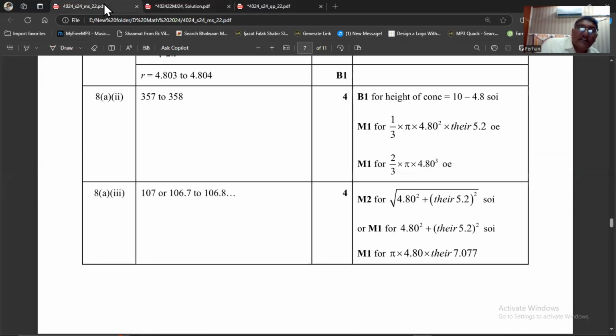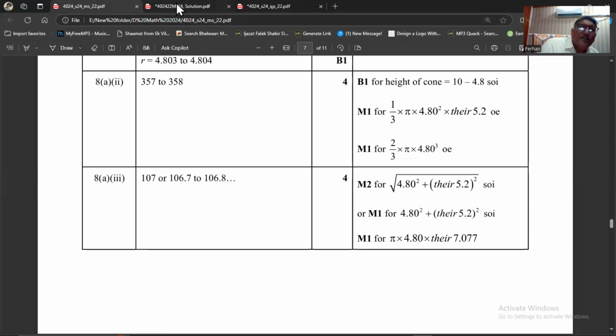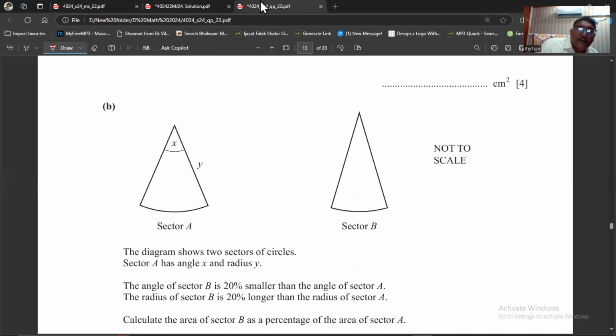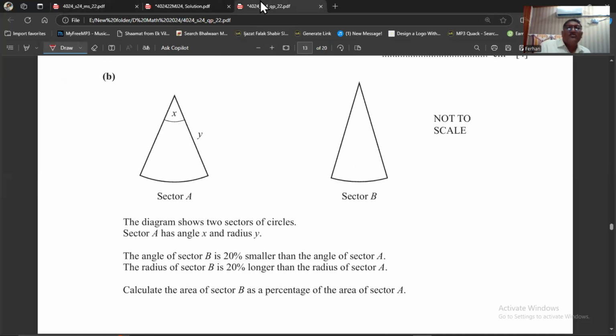106.8 approximately is the answer, sir. Hopefully you understand. This is question number 8, third part. Now we have question number 8, B part. Here we have the diagram shows two sectors of the circle.